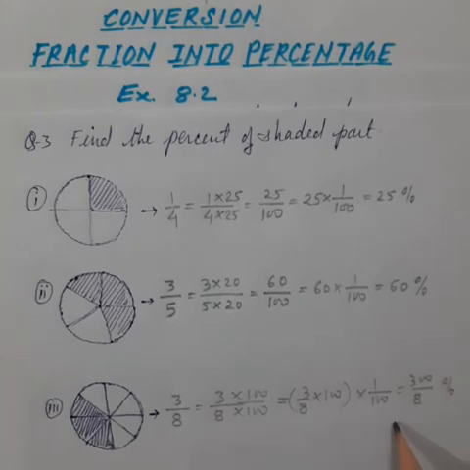This is an improper fraction. We can convert it into a decimal or as a mixed fraction. We can convert it as a decimal. 37.5%.